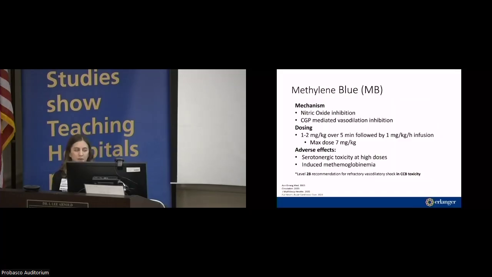The first is methylene blue. It causes nitric oxide inhibition and CGP-mediated vasodilation inhibition. We dose at 1 to 2 milligrams per kilogram over 5 minutes, followed by 1 milligram per kilogram per hour infusion with a max dose of 7 milligrams per kilogram. But we have to be careful. It can cause serotonergic toxicity at high doses and induced methemoglobinemia. This is a level 2B recommendation for refractory vasodilatory shock, specifically in calcium channel blocker toxicity.